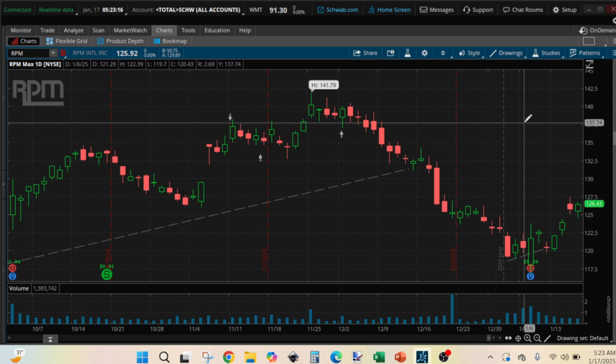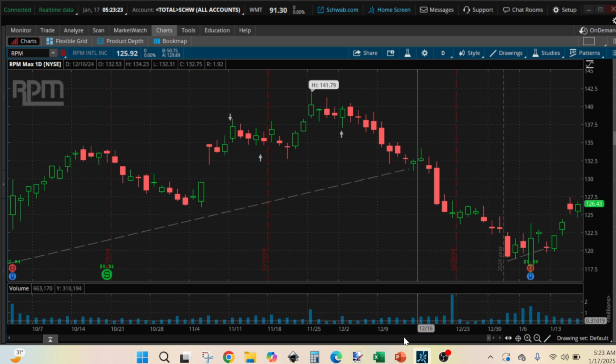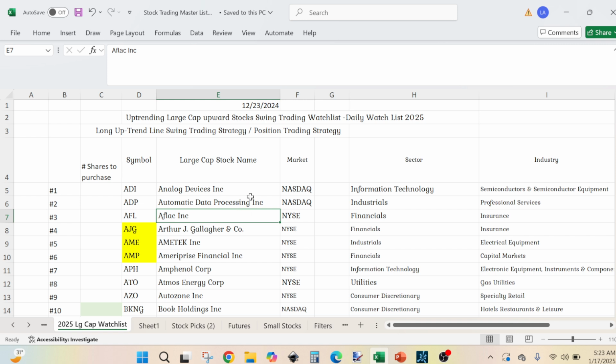Now that we have talked a little bit about our long uptrend line swing trading strategy, let's analyze a few. We have our stock watch list, and the first one is going to be ADI.